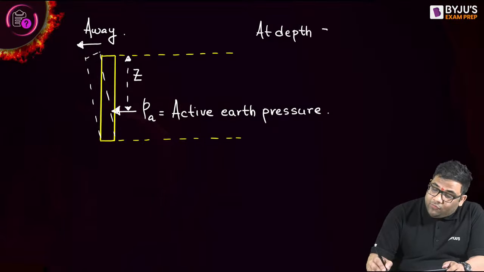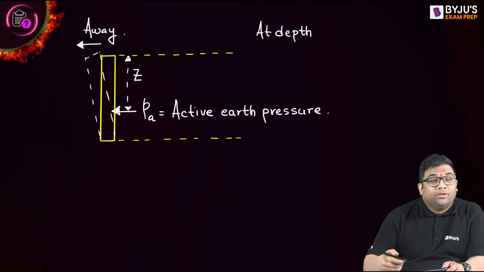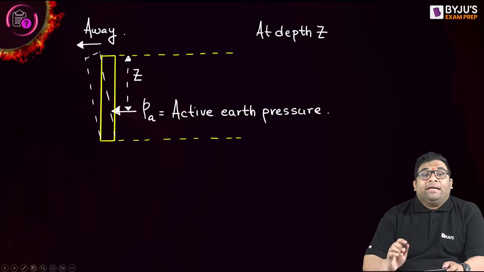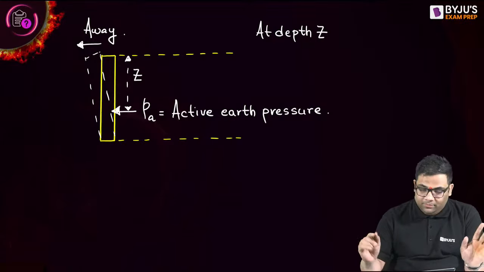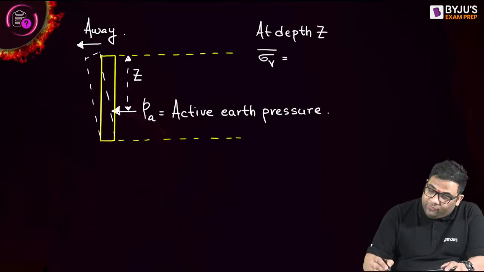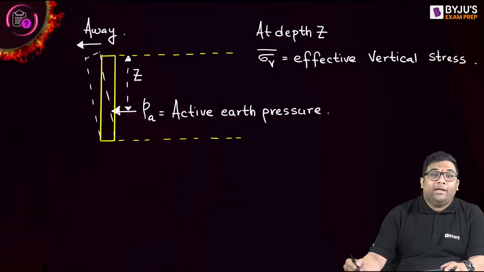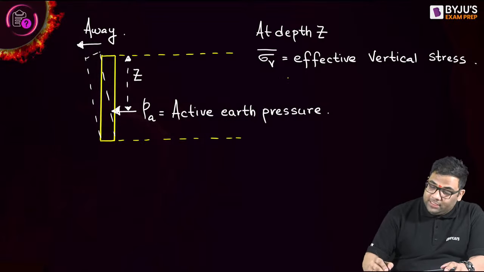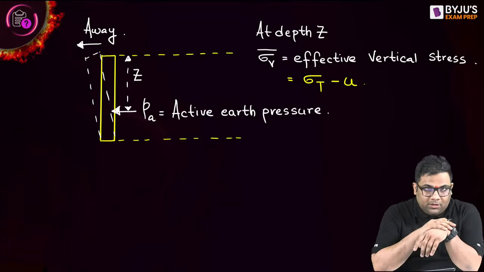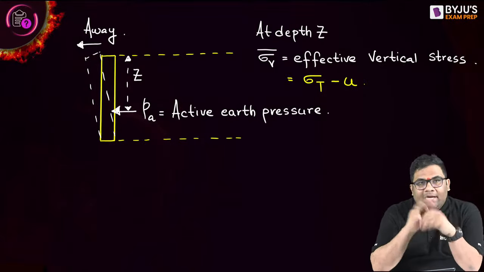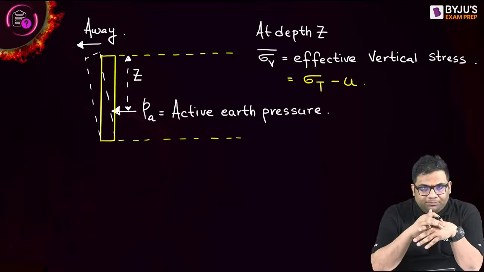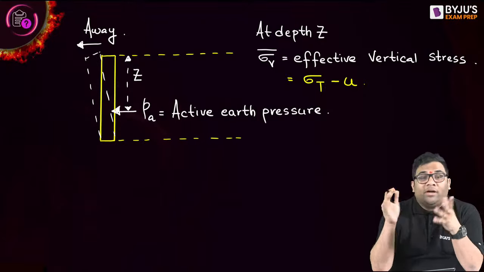At depth Z, you first find out the vertical stress, or effective vertical stress. If you don't know, I will tell you: the effective vertical stress is the total stress minus the pore water pressure, if it is submerged or water is present. If it is not submerged, the pore water pressure will be zero.